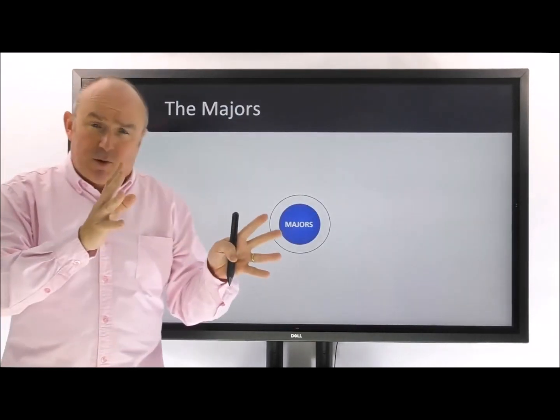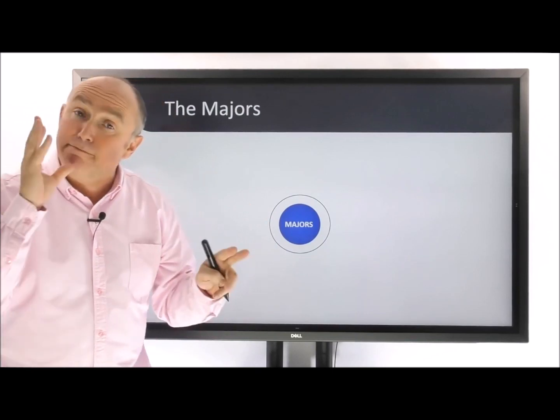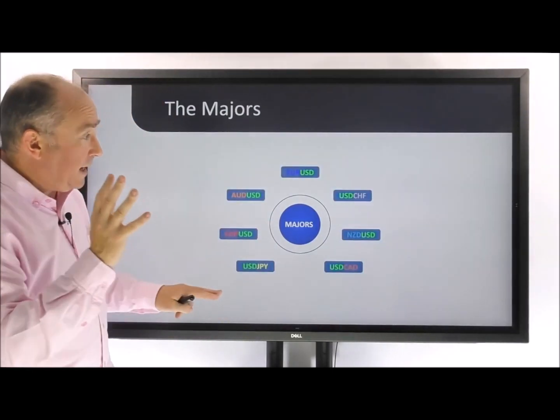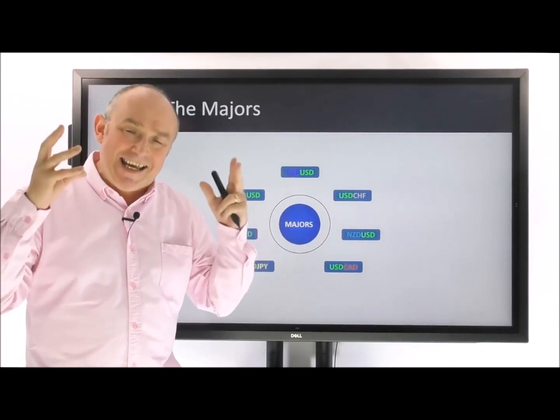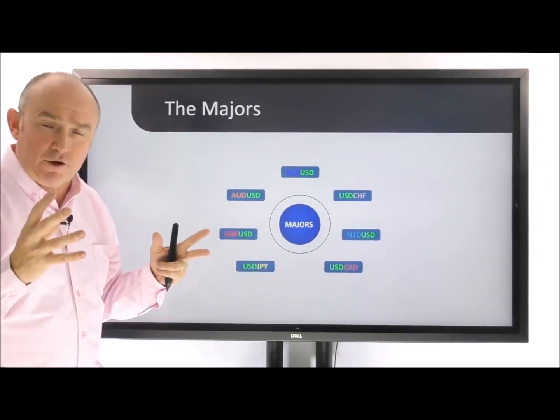A little bit more about the Forex pairs now. Basically, they're split between majors and minors. Now, the majors are currency pairs that basically trade against the US dollar. Now, the US dollar is the most actively traded currency on the planet.